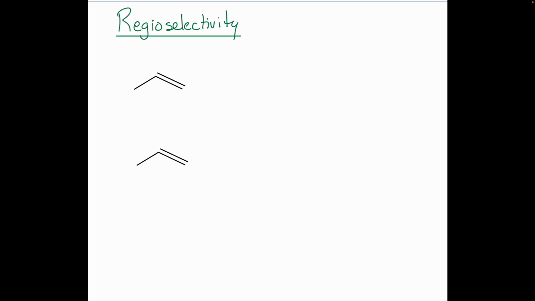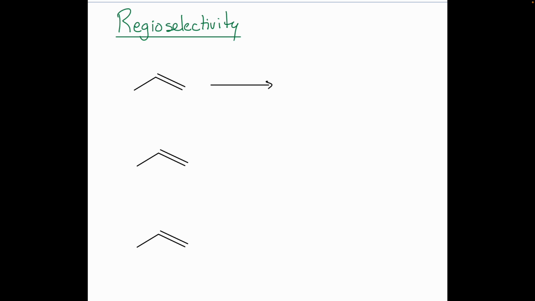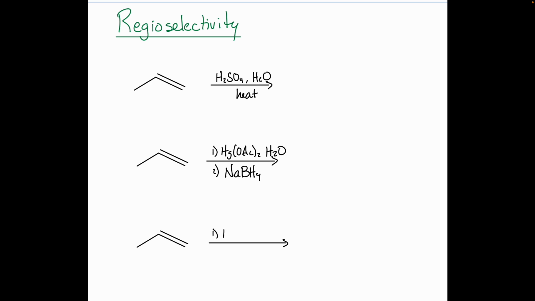And we're going to hit this asymmetric alkene with our 3 different hydration reagents. Sulfuric acid, water, and heat. Mercury acetate, water, and sodium borohydride. And then finally that fancy borane.